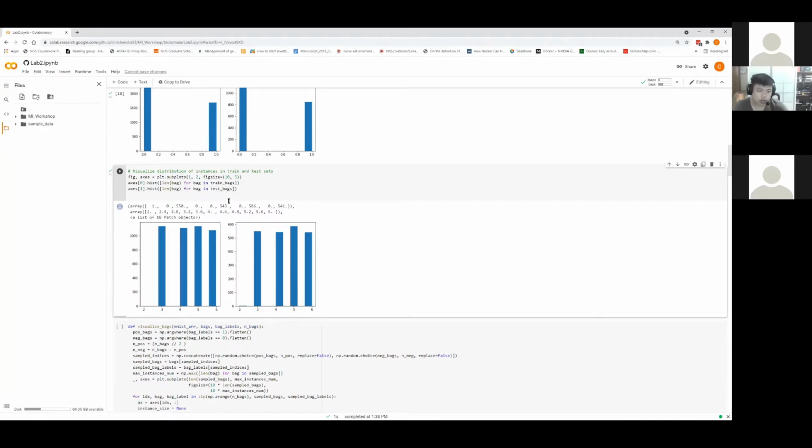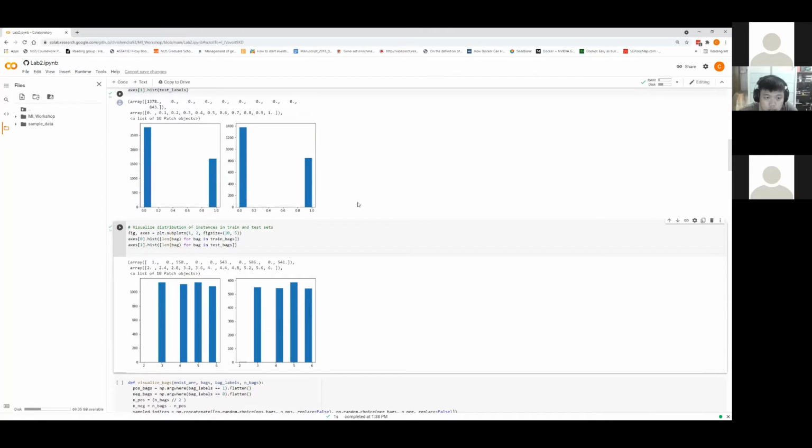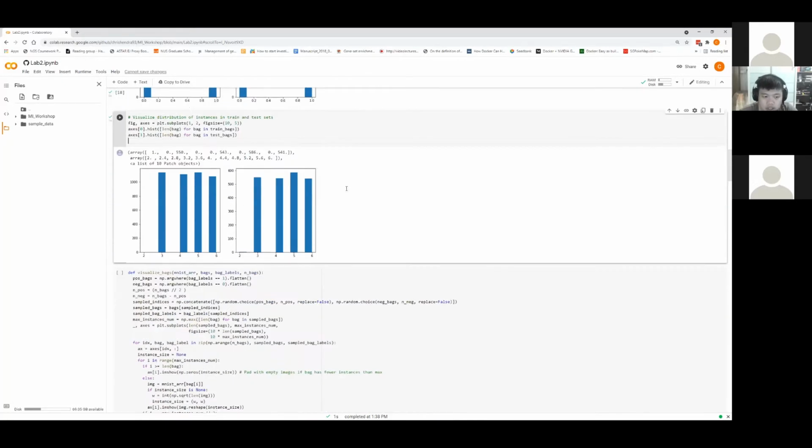So what we're doing here is trying to find how many instances each bag contains in the train bags and how many instances there are in each bag in the test bags. Again, we're showing the histogram. The first one belongs to the train set, the second one belongs to the test set. And we see they have roughly the same distribution of instances between each bag. So now that we know that these two sets of bags are somewhat similar, we can be confident that if we have a good result on the train set, hopefully it will translate to the test set.